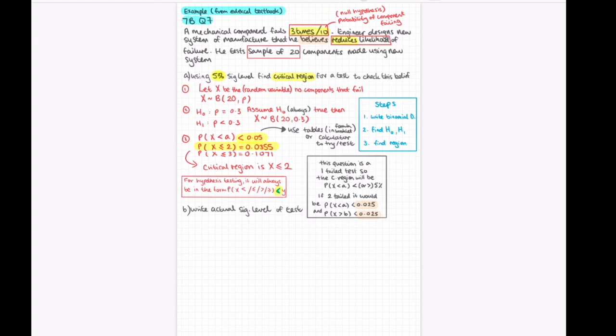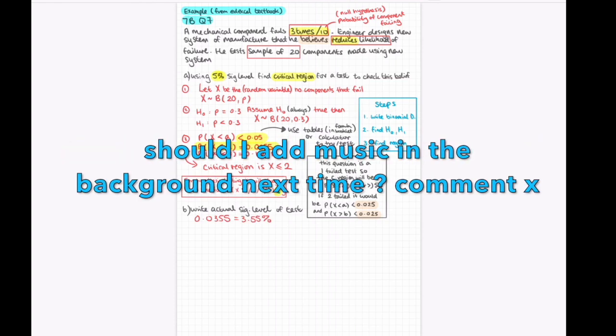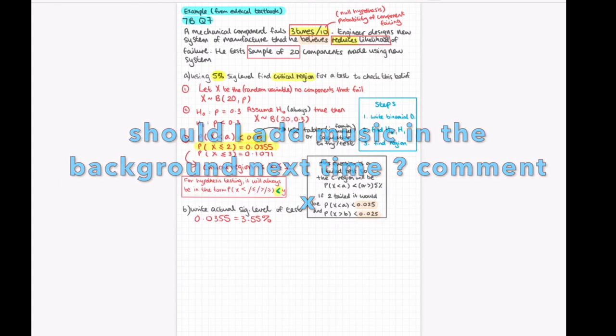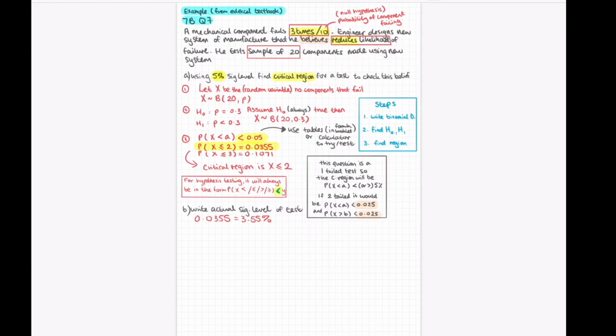So basically, for part B, all you need to do is just this. You put it there. That's all you need to do. And that is how you find critical values and critical regions.